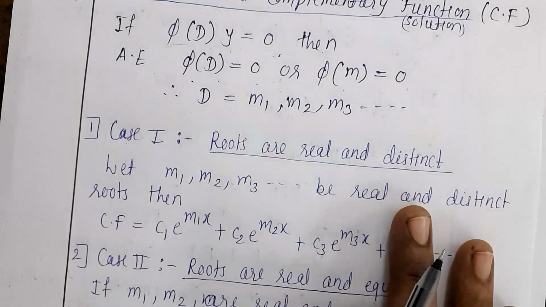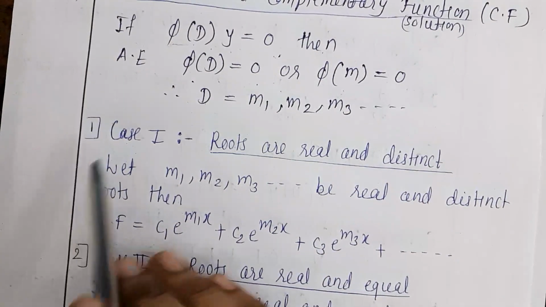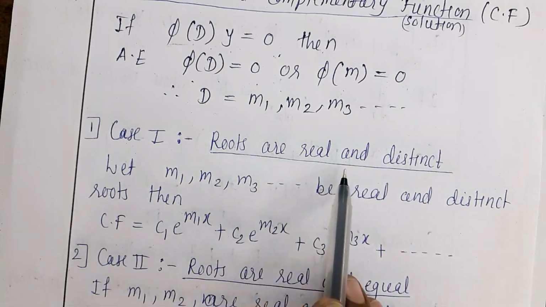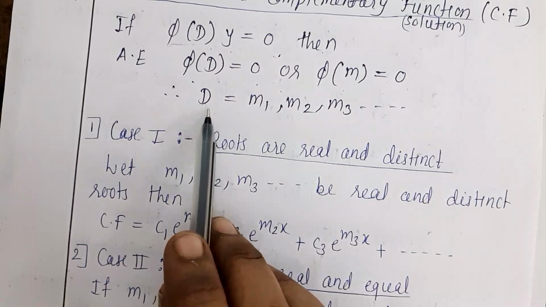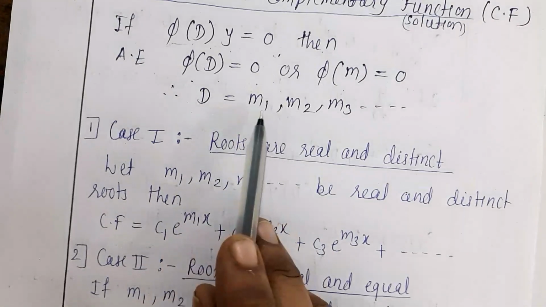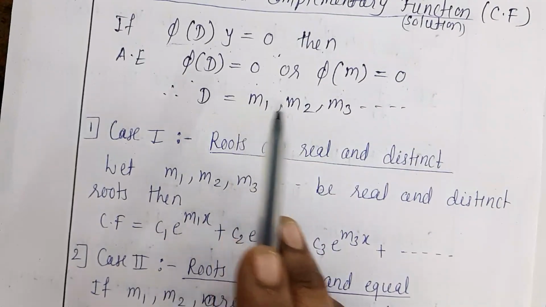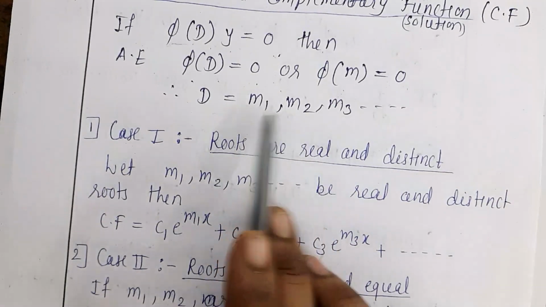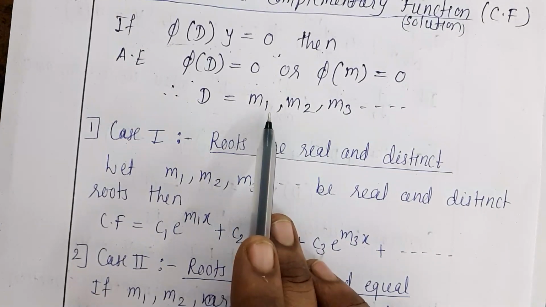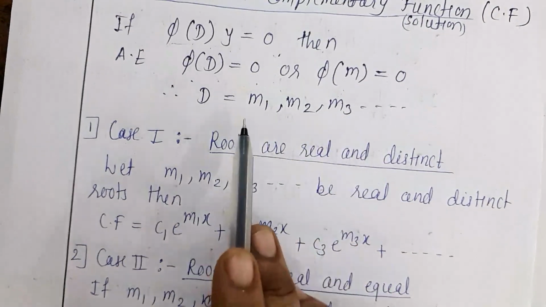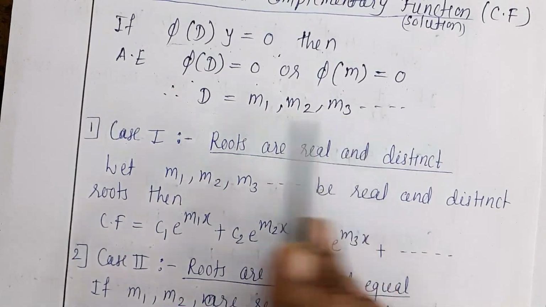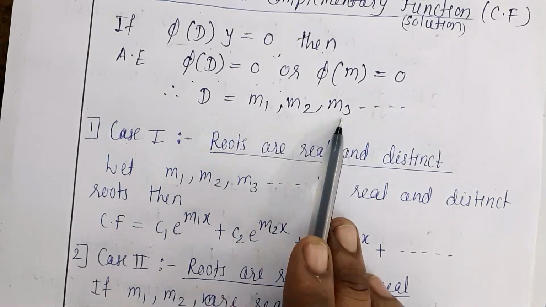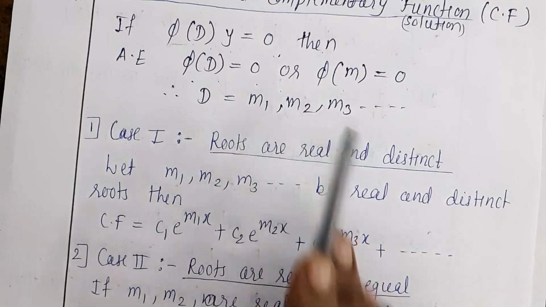So there are a total of 4 cases to find out the complementary function. Case 1 is roots are real and distinct. If the roots are real and distinct, which roots do we mean? We got roots of this d, that is m1, m2, m3. If it is a quadratic equation, then we get 2 roots. If it is a cubic equation, then we get 3 roots. If it is a fourth order equation, then we get 4 roots. Like that, depending on the order of the differential equation, we get roots. Whatever the order of the differential equation, that many roots we will get here.